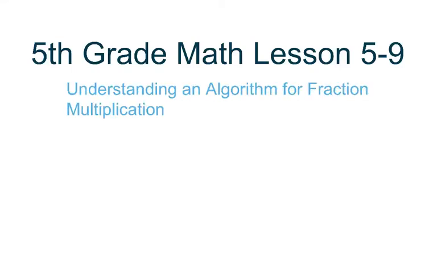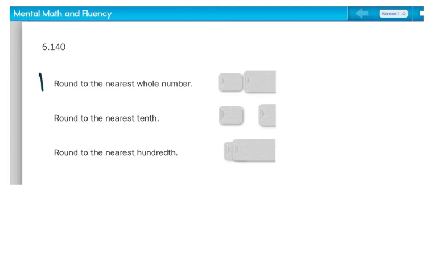In Lesson 5-9, we're understanding an algorithm for fraction multiplication. You'll need your whiteboard marker and that math journal. So let's go ahead with a warm-up. Please, number 1, 2, and 3, you're going to take the number 6 and 140 thousandths and round it to the nearest whole number, the nearest tenth, and the nearest hundredth. Go ahead and pause the video and write down answers only.